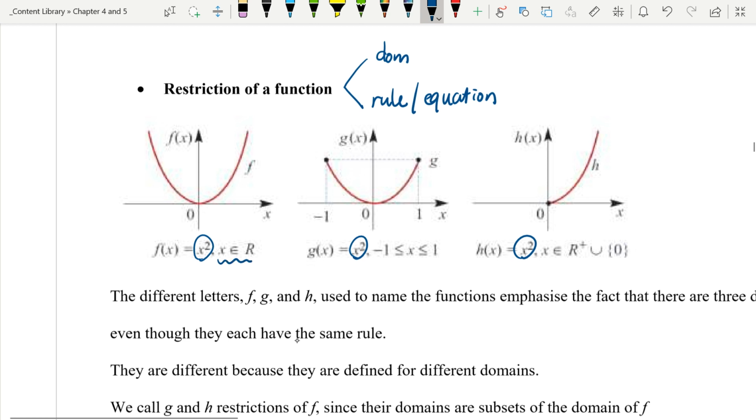But the first domain is R, the second domain is from -1 to 1, and the third domain is x greater than or equal to 0. Why are they different functions? Because the graph looks different. It's not the same graph. You can't say they're the same because they look different. So they are all different functions.